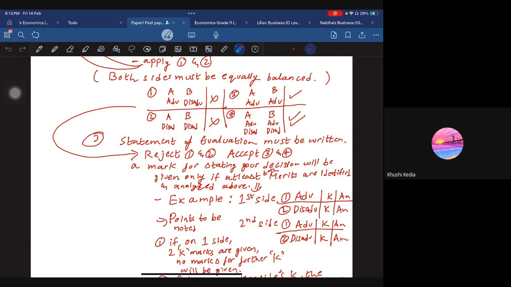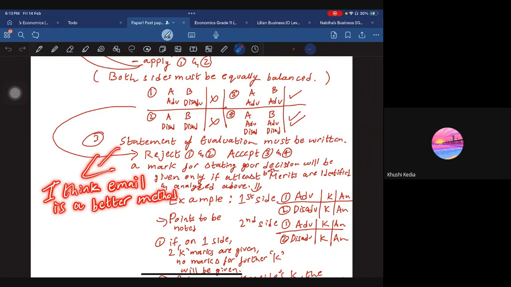Now, the statement of evaluation must be written. What is the statement of evaluation? Statement of evaluation, beta, is that let's suppose you write, I think email is a better method of communication. Is there a mark for this? In this case, you will not get the mark for this.